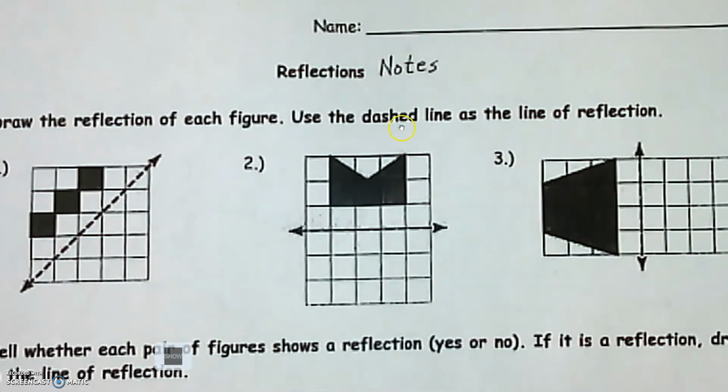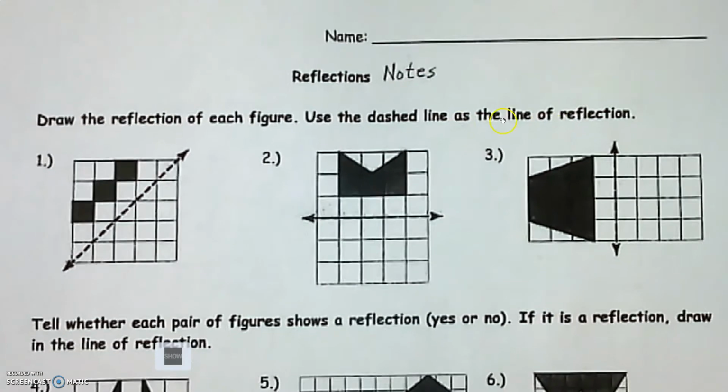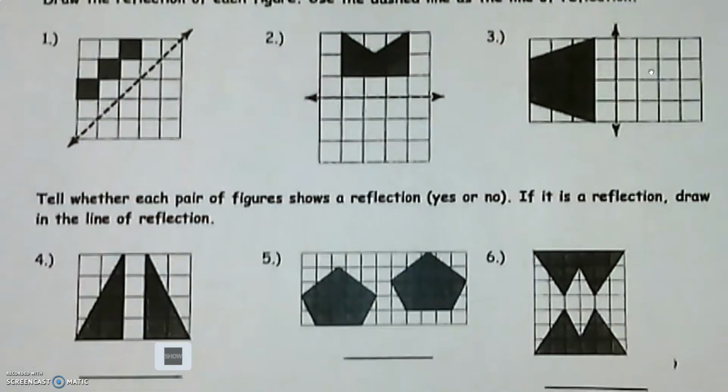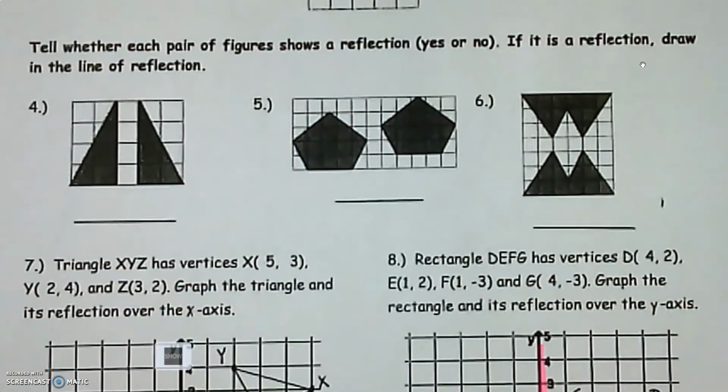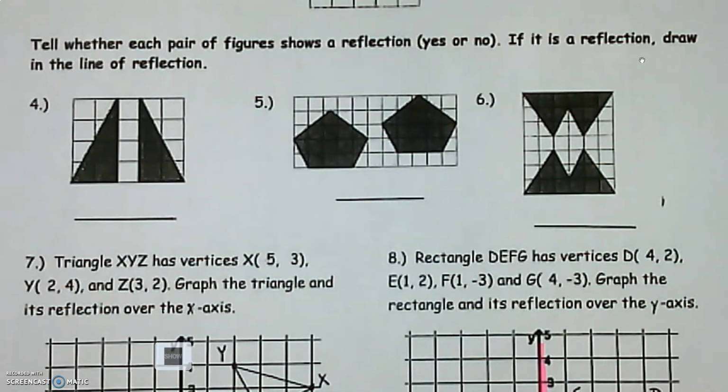You can see now we're moving on to reflections here at the top of the page. We're not going to do these three. We'll do some reflections at the bottom of this page and on the back. But this part here we can do, it just says whether or not you think that these represent a reflection, yes or no. If so, we're going to draw the line of reflection. So that's a new vocabulary term. That's just the line that it gets reflected over.